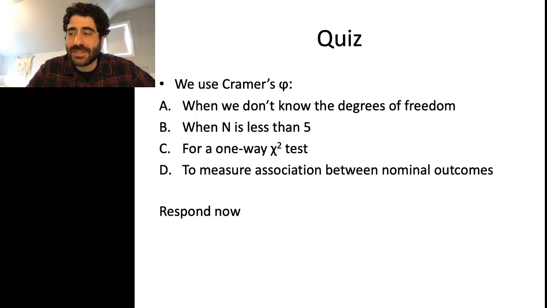if we don't know the degrees of freedom or we have missing data or something, then none of the stuff we talked about today would work. When sample sizes are really small, these chi-squared statistics and any of their associated effect sizes are not going to be super useful. And this is not relevant for one-way tests, right? This is really just about association between two outcomes. So it can't tell us anything useful for a one-way test.